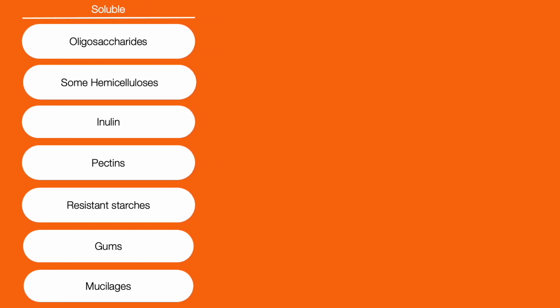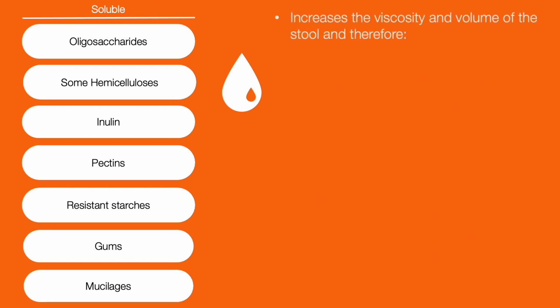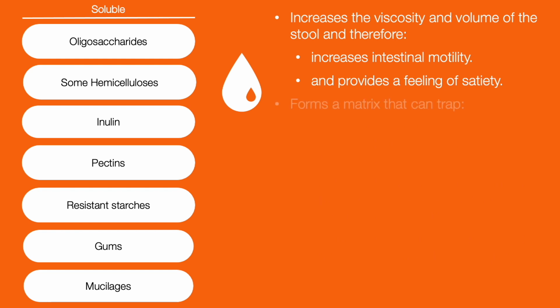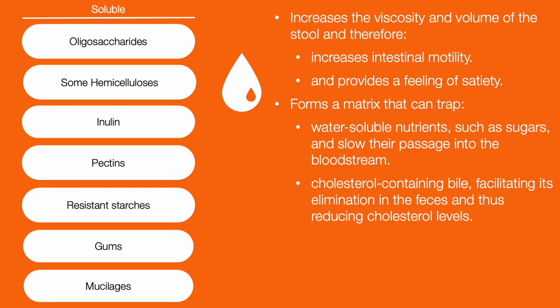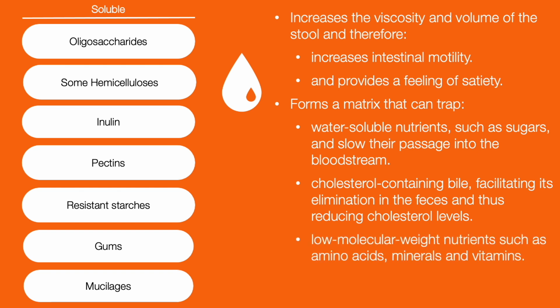The soluble components of the fiber attract water, and during digestion, they dissolve, creating a gel which increases stool viscosity and volume, and therefore increases intestinal motility, and provides a feeling of satiety. In addition, it forms a matrix that can trap water-soluble nutrients, such as sugars, and slow their passage into the blood, which avoids insulin spikes and makes the energy provided by these sugars more stable and long-lasting. It can also trap cholesterol-containing bile, facilitating its elimination in the feces and thus reducing cholesterol levels. And finally, it can also trap low molecular weight nutrients such as amino acids, minerals, and vitamins.